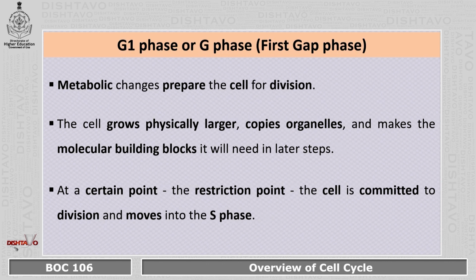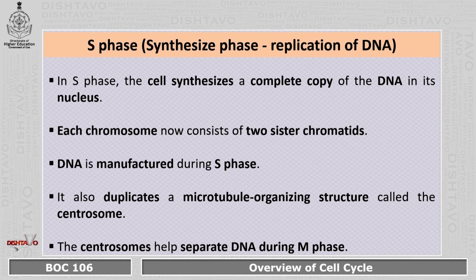Let us go into the G1 phase, or G1 phase. It is also called the first gap phase. In this phase, metabolic changes prepare the cell for division. The cell grows physically larger, copies organelles, and makes the molecular building blocks it will need in the later steps. At a certain point, called the restriction point, the cell is committed to division and moves into the next phase, called S phase.